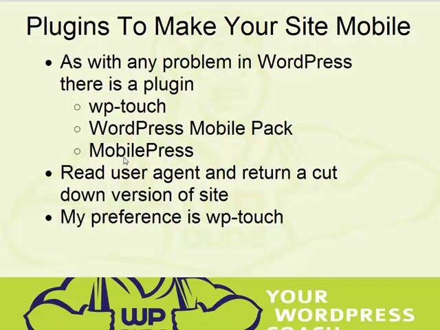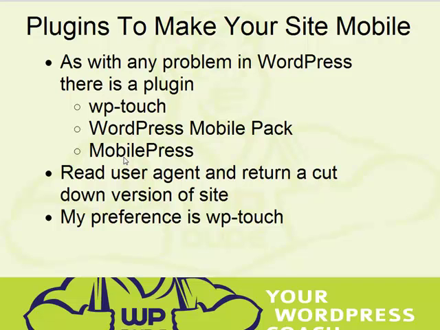But essentially they all do the same thing. They read the user agent we talked about, and it checks if the user agent is on a list of ones it considers to be a mobile device with a small screen. It returns a cut down version of your theme. If it's a normal desktop machine, it serves up the full version. So what we're going to do is activate one of these plugins, and I'm going to show you using the emulator what that looks like.